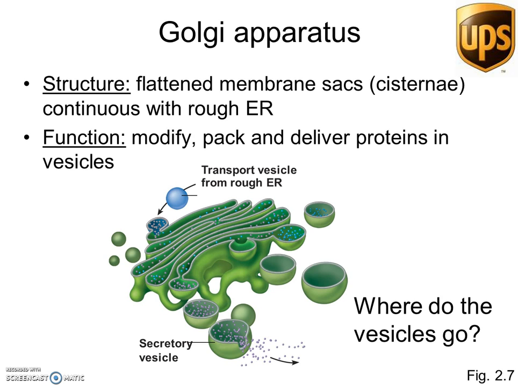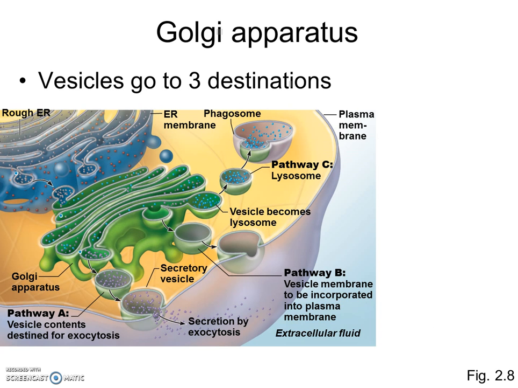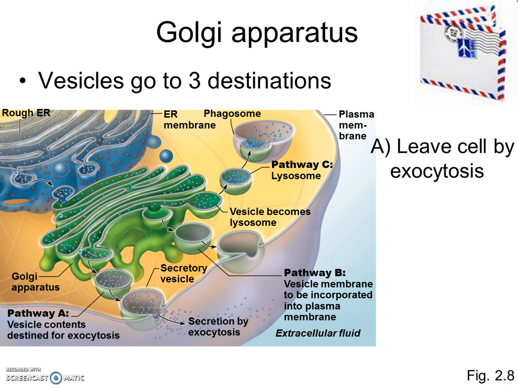All right, so we've packaged these proteins and put them in vesicles and we're shipping them off. But where are we going to ship them to? We've got some options. Vesicles generally go to 3 different destinations. So now we're saying, okay, where do we ship them to? A, they can leave the cell. And how they leave the cell is through a process called exocytosis.